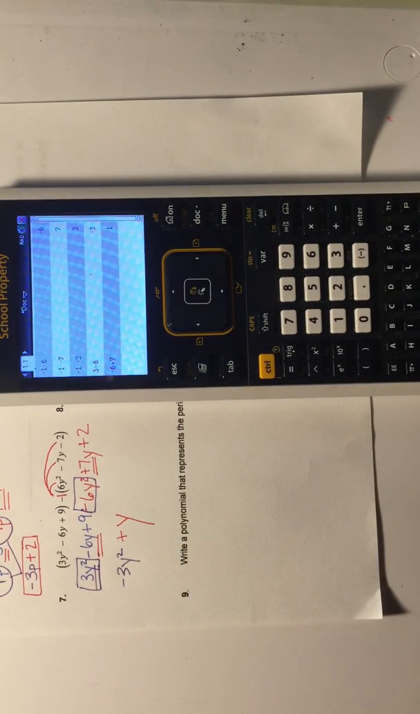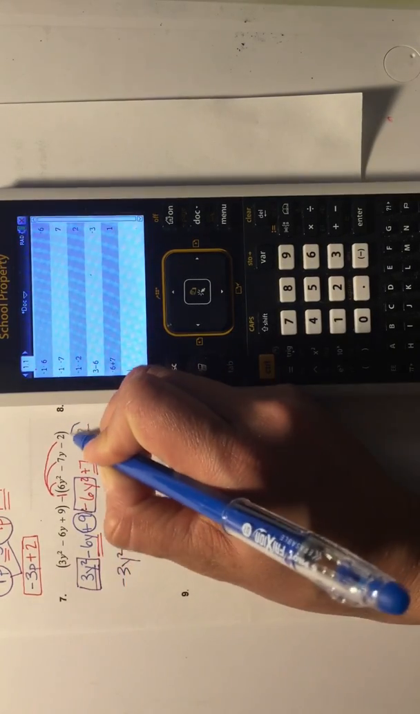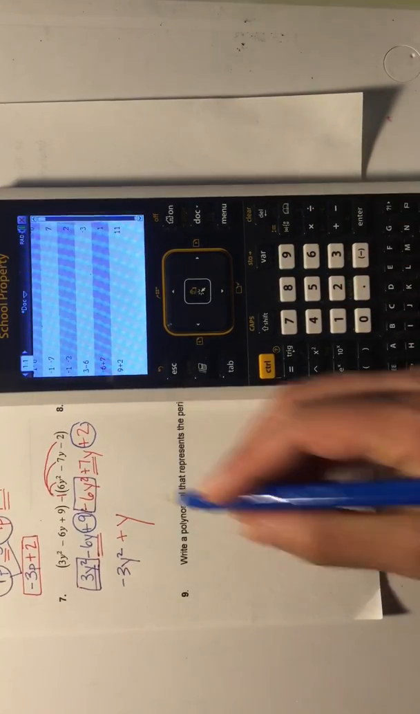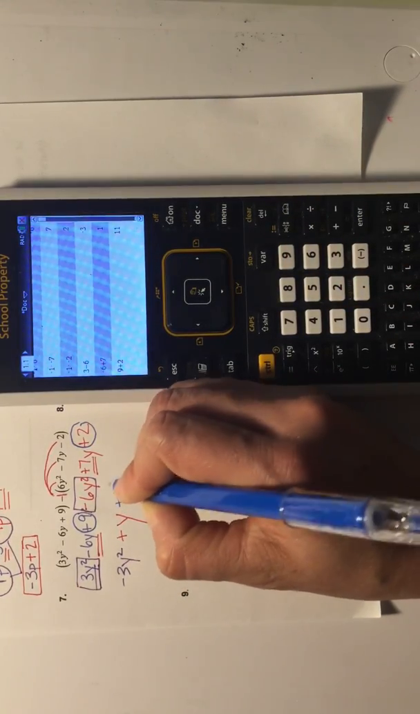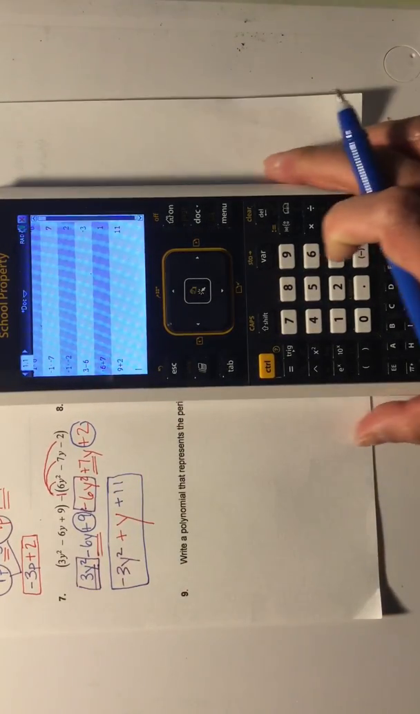And last, you take your constants. So I'm taking a plus 9 and a plus 2. It's just 9 plus 2, 11. So plus 11. And you're done. There are no more like terms, and it's in standard form.